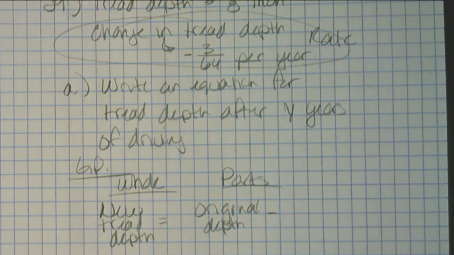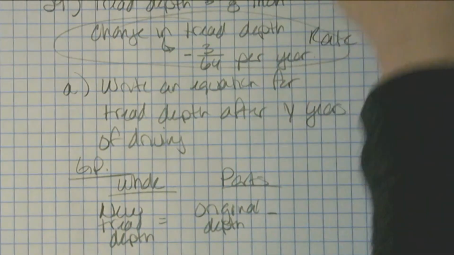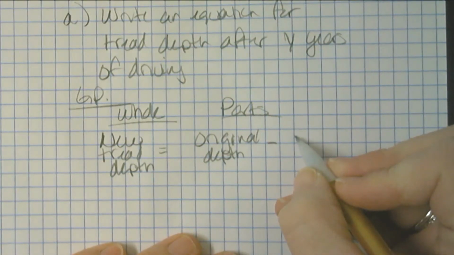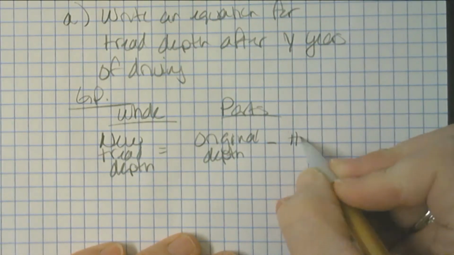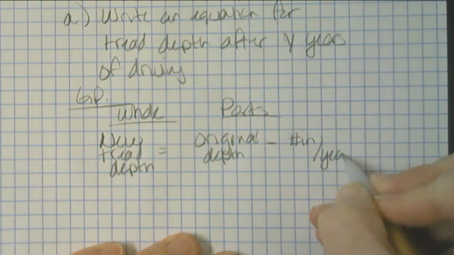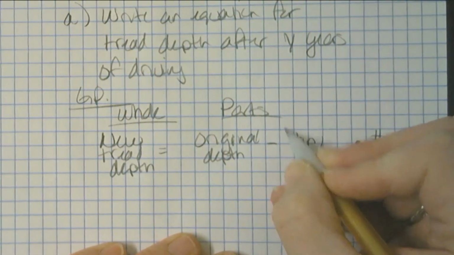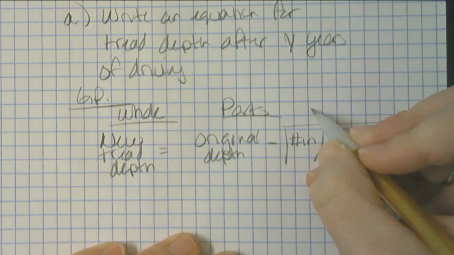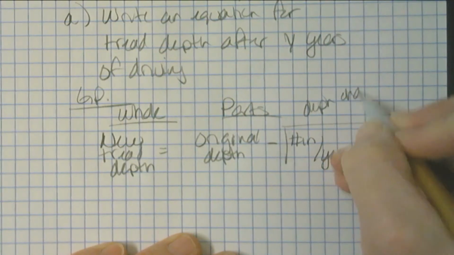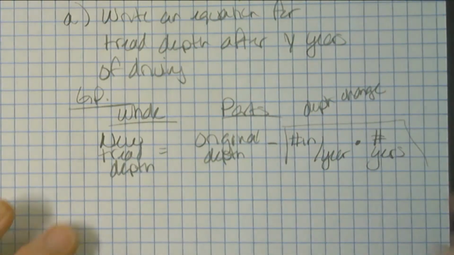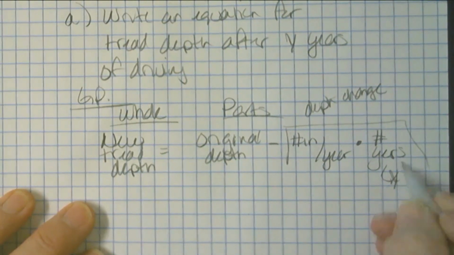and then don't we subtract off the change in depth? How many of you guys agree with that? So I have to subtract off the change in depth. Well, that's going to be the number of inches per year times my number of years. This is the depth change. That number of years is our Y.